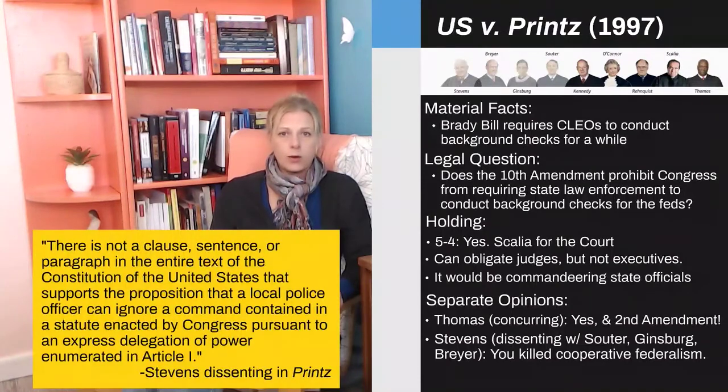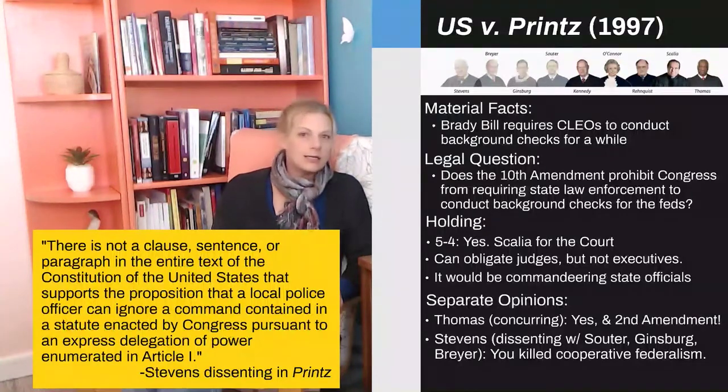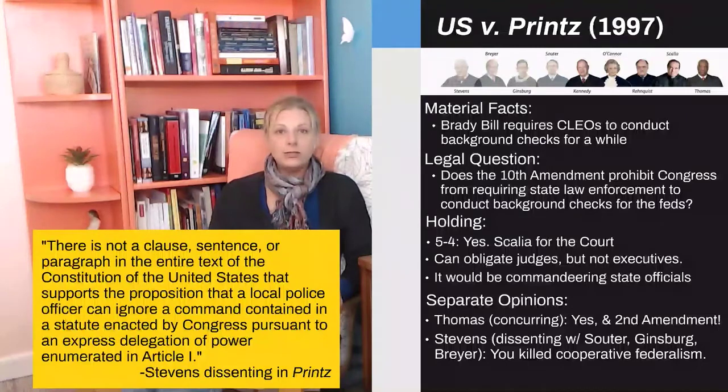And then a quote from Stevens here, I think, goes a long way to show how much disagreement there really is on the court about this anti-commandeering doctrine. Stevens says, there is not a clause, sentence, or paragraph in the entire text of the Constitution of the United States that supports the proposition that a local police officer can ignore a command contained in a statute enacted by Congress pursuant to an express delegation of power enumerated in Article 1. So essentially, he just says, this is not part of the Constitution. There is nowhere in the Constitution that says this.